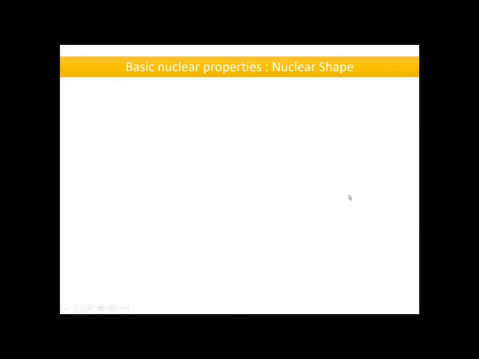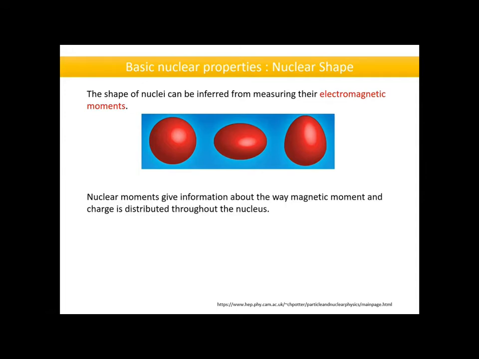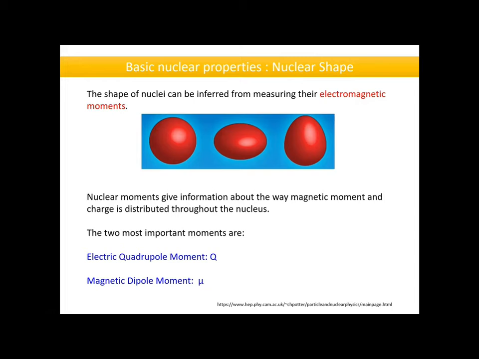Next is the nuclear shape. Now nuclear shape can be deduced by measuring its electromagnetic moment. Nuclear moments give information about how magnetic moment and charge are distributed in the nucleus. So the two important moments are the electric quadrupole moment, represented as Q, and the magnetic dipole moment, represented as mu.